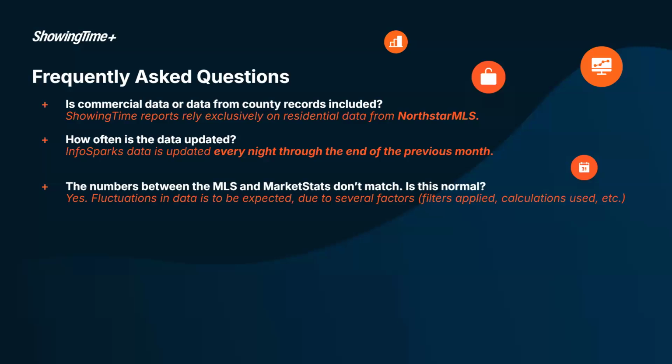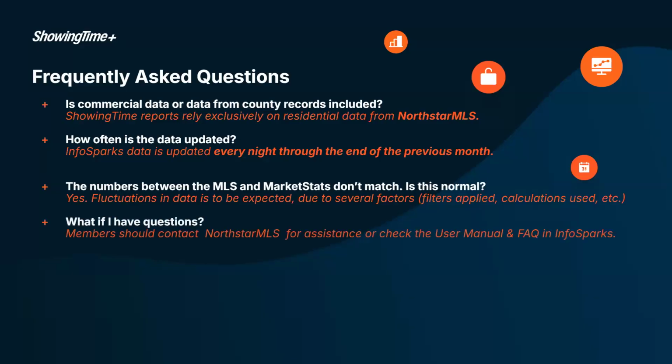There's a lot of factors at play here. The filters behave a little bit differently between two systems. There's different calculations behaving differently, algorithms working behind the scenes. The numbers will fluctuate. So unless you see something way out of the ordinary, you know, we're talking hundreds off, it's normal. Now, if you do see something that looks a little wonky though, ask questions, reach out to NorthstarMLS. They will connect with our team, we'll connect with our data team to take a look and get you a response. And if you have questions regarding anything else, we do have that user manual and FAQ tab at the very top when you're in the tool.